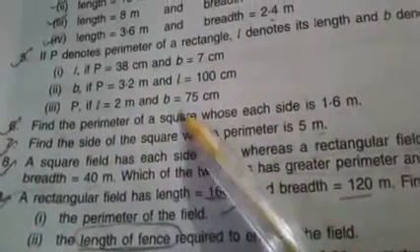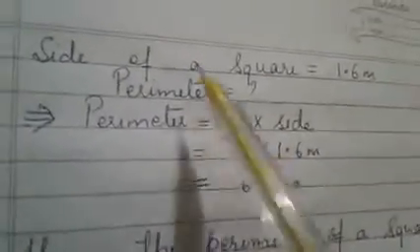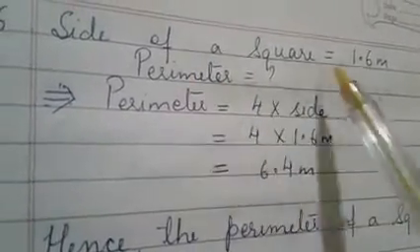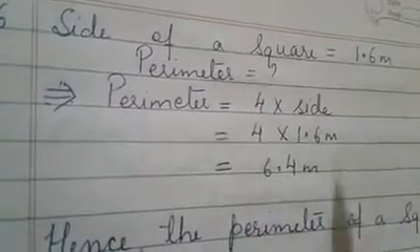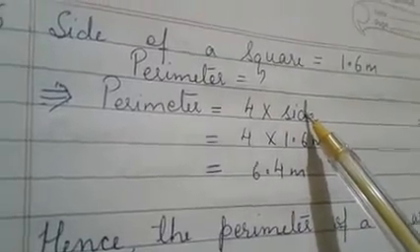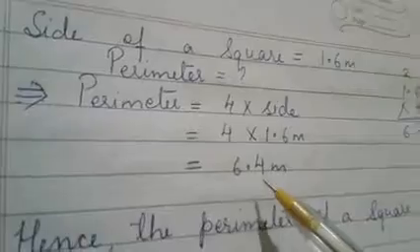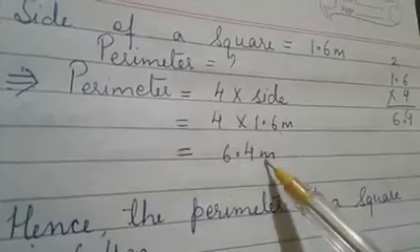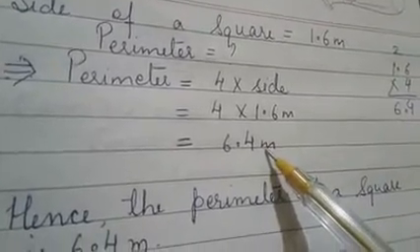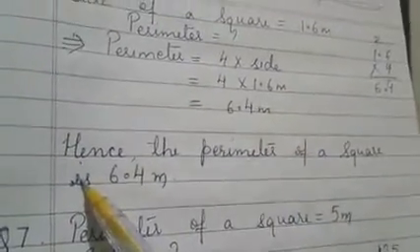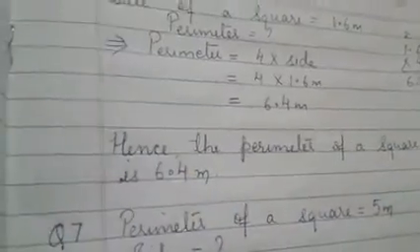Question number 6 is find the perimeter of a square whose each side is 1.6 meters. So you can see here the side of a square is given, 1.6 meter. You have to find its perimeter. So perimeter of square is 4 into side. This formula you should know. So 4 into 1.6 meters, which is equal to 6.4 meters. Now putting the decimal and all, you know very well if you are watching videos continuously. Just a straightforward question, and since it's a word problem, the final statement is very important. Hence the perimeter of the square is 6.4 meters.